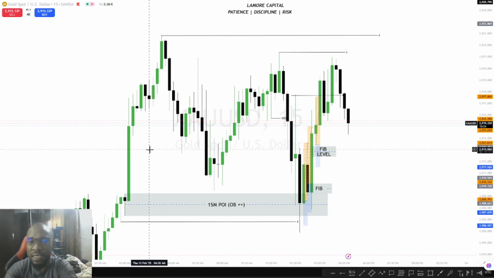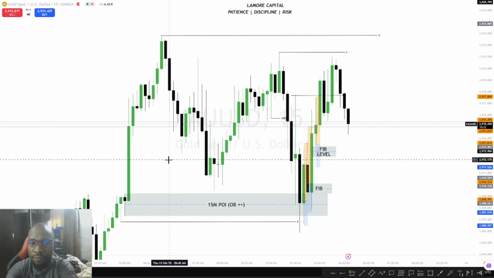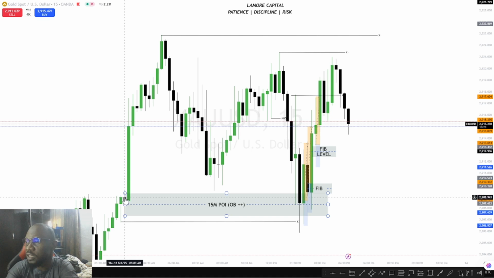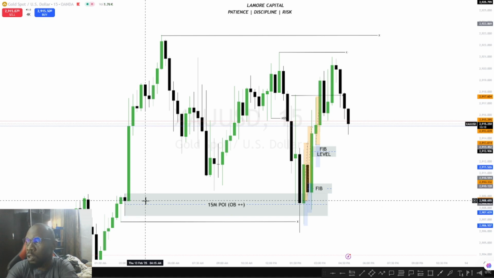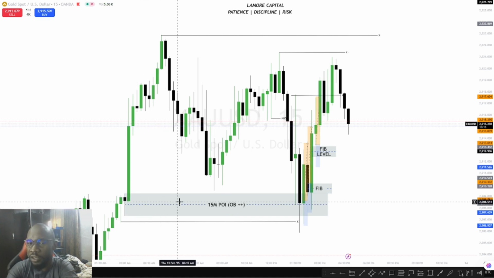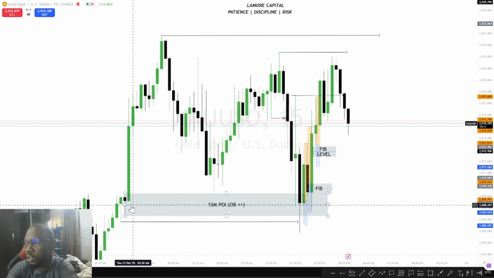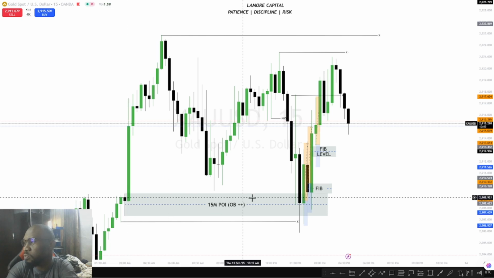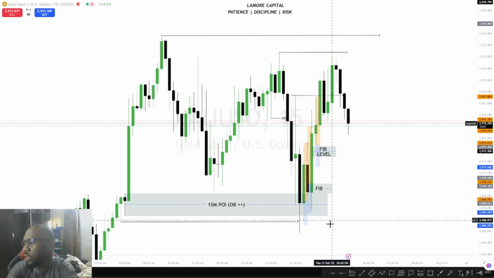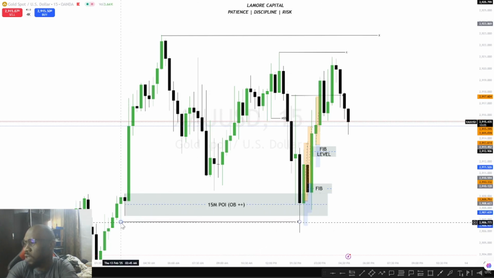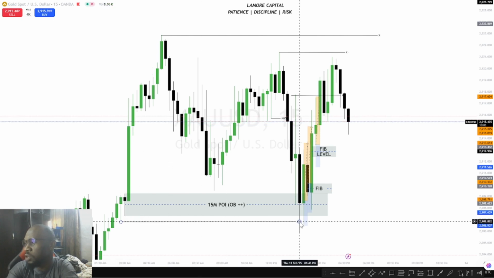So the moment I came into the market on the 15 minutes time frame, the first thing I saw was this particular candle, which I would call my 15 minutes point of interest. So this is my order block. This is my 15 minute point of interest. When I got here, I saw this particular candle. I knew that this candle would surely be a liquidity sweep.